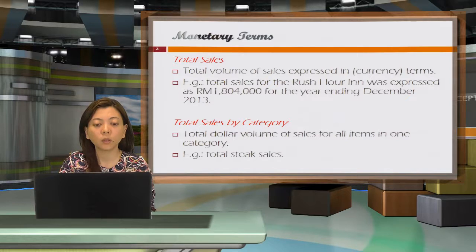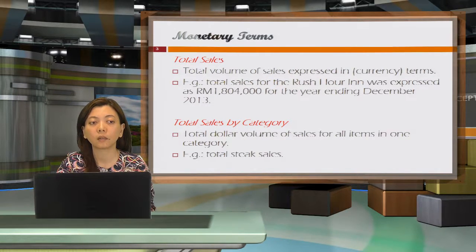And if you look at total sales by category, it's actually the total dollar volume of sales for all items in one category. So if you want to measure the total sales of your steak, then you would have a figure of how much is the sales for that steak for a certain period of time.